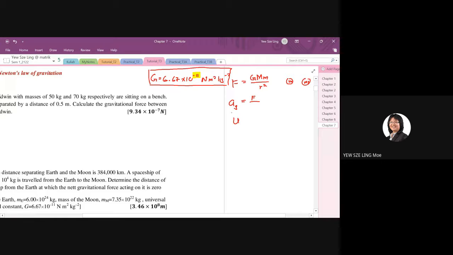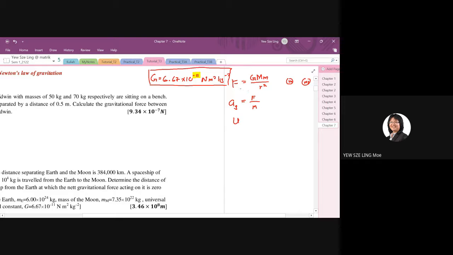So F and then AG, followed by U. AG is your gravitational field strength, and it is F over M. F over M gives you a field strength. Why is the field strength so important? It is because you can only feel the force if you place objects and other masses within the field. If you place it outside the field, then there is no gravitational force between two masses.